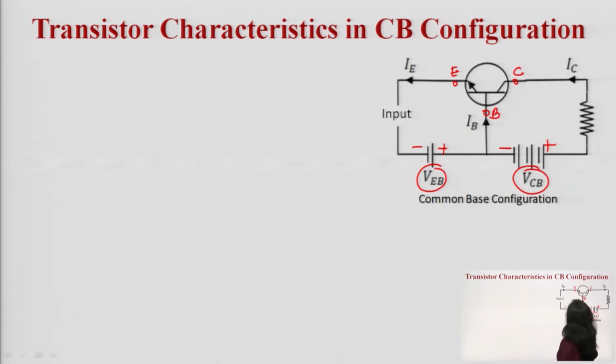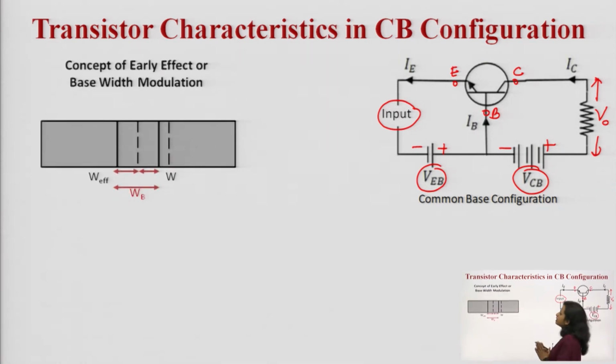So, this is the common base configuration. Input is applied between emitter and base, and output is taken between collector and base. So, here you have to plot the input characteristics and output characteristics. Just recall the names: input for this particular section, output for this particular section. Moving ahead, first we have to discuss the concept of early effect or base width modulation. This is a very important concept and you must understand it very clearly. What do you mean by base width modulation?